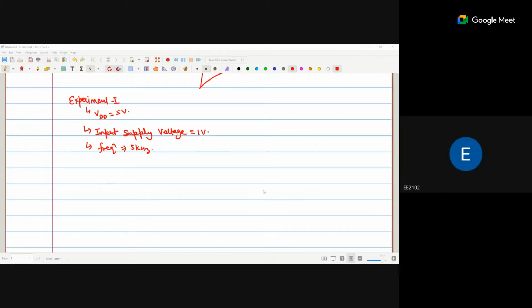Now the equation for Vm is given: Vm is equal to 2 R2 by R3 into VCM. VCM is what? It is given as VDD by 2. VDD is 5 volt, so VCM is 2.5 volt. On the basis of this, you set the values of R2 and R3, and your Vm value will be calculated.